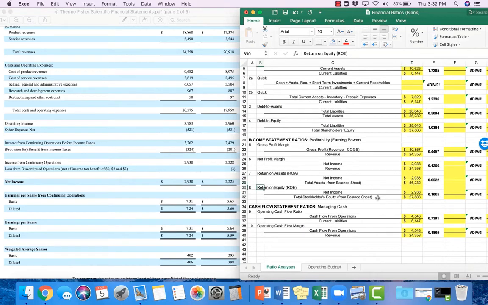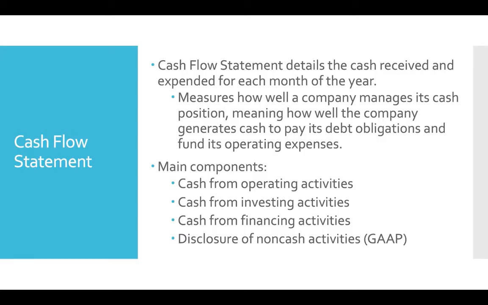Next is the return on equity, or the ROE. Again, that'll be the net income in our numerator, so that's the 2938, and then we'll divide it by the total stockholders' equity, which comes from the balance sheet. Again, we have that number above here, so I'll go ahead and plug in the 27,586, and that gives me 0.1065, or about 10.65%.